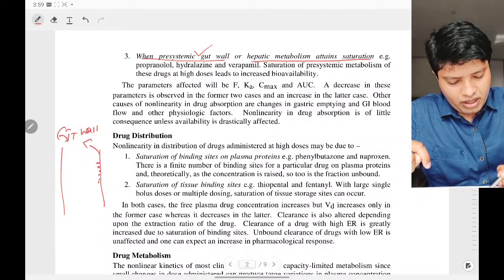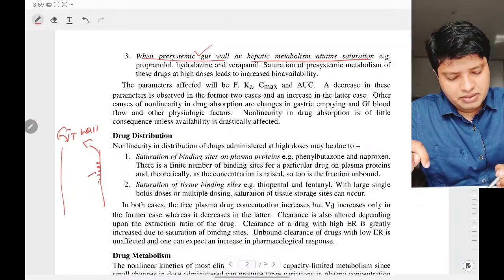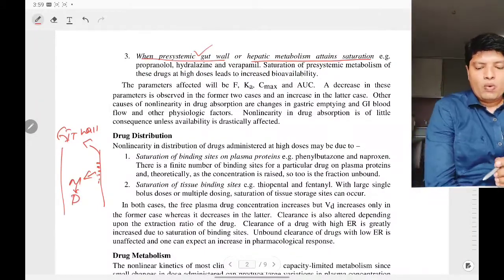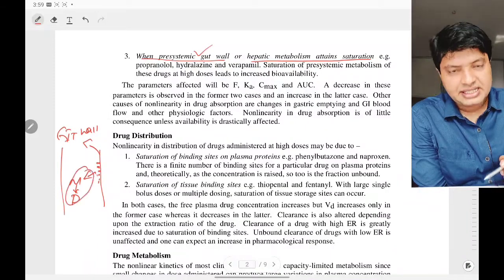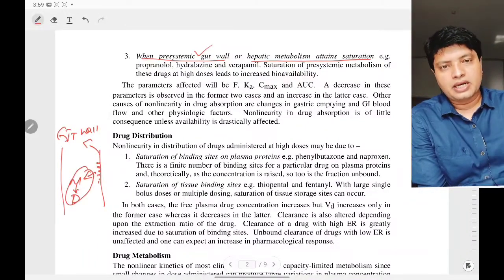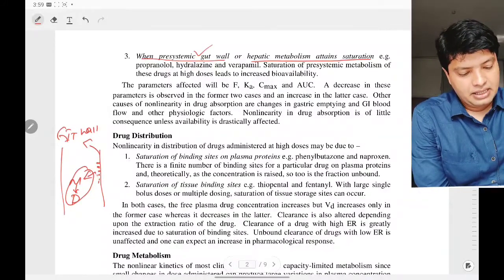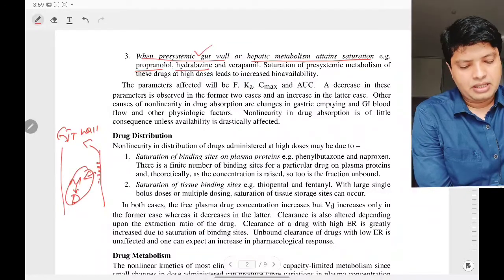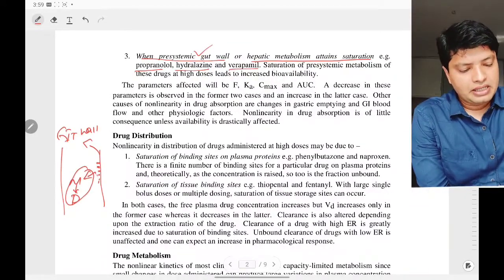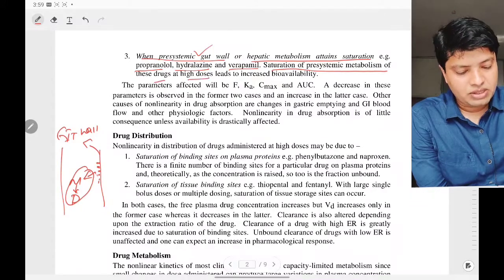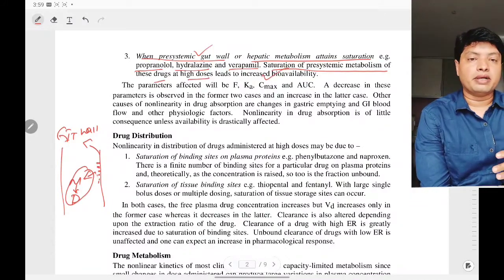So there will be gut wall cells which produce enzyme. This enzyme starts metabolizing the drug. When this gets saturated, what happens? There will be no metabolism. Hence the drug absorption will increase. See here. Example, propranolol, hydralazine and verapamil. The saturation of pre-systemic metabolism of these drugs at high doses leads to increased bioavailability.